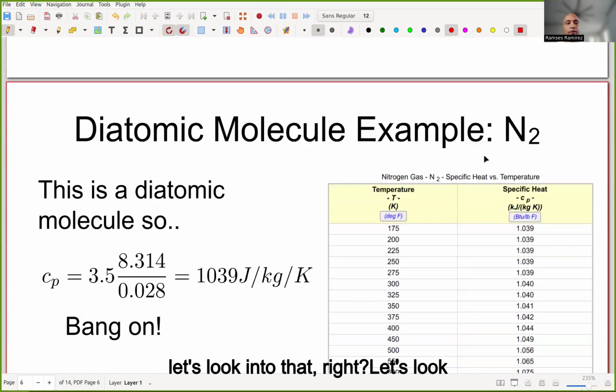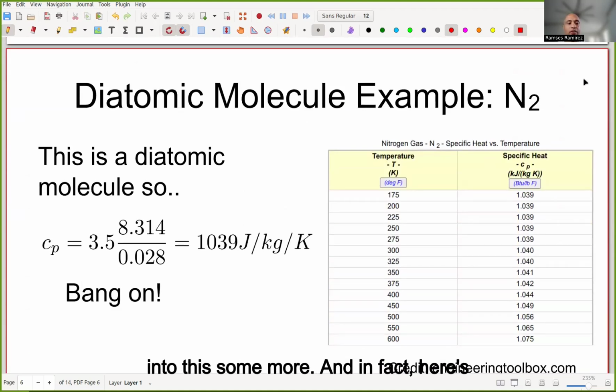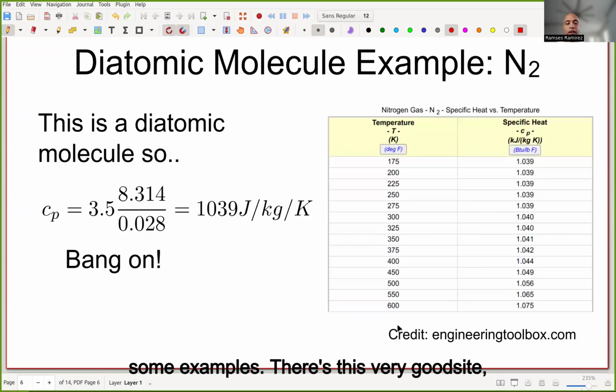So let's look into this some more. And in fact, here's some examples. There's this very good site, engineeringtoolbox.com, and this site has a lot of thermodynamic data, experimental data that's been measured at different temperatures, for the specific heat at constant pressure for a bunch of gases. So for instance, here's a good example of a diatomic gas, N2, nitrogen. That's the largest component of our atmosphere.